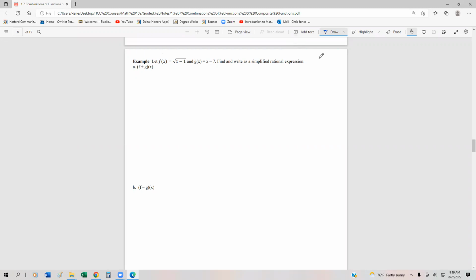Notice we have an even powered root, and so that means that whatever's underneath has to be greater than or equal to 0. And so that means that if we add 1 to both sides, x is going to be greater than or equal to 1.